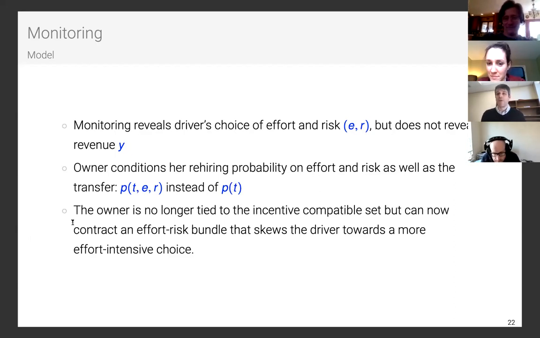And so practically, what does this mean? It means the owner is no longer constrained to that incentive compatible set, that black line we were talking about before, but instead can move off of it. So they can incentivize or contract, force the driver to choose a new bundle of effort and risk that is higher effort and lower risk.